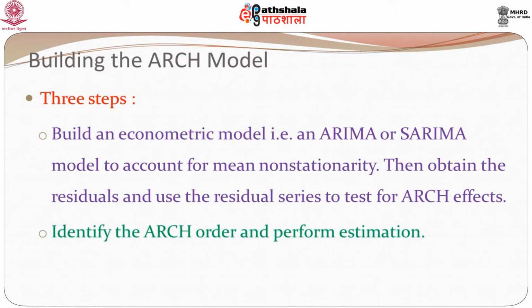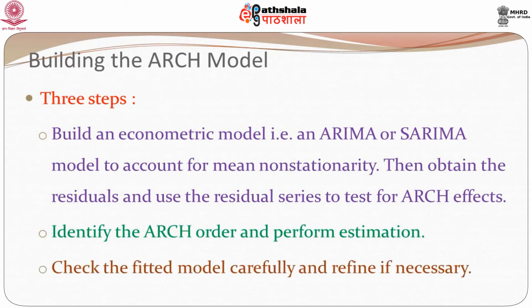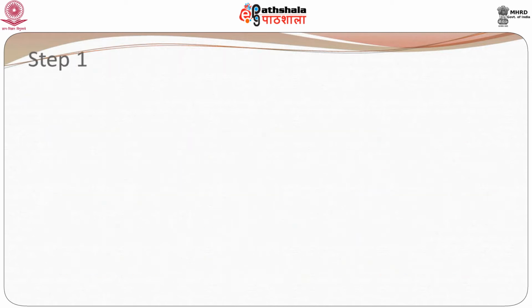The second step is to identify the ARCH order and perform estimation. So, if we find that there is some ARCH effect, then we need to find the order of the ARCH model, and then we need to estimate the parameters of the model that we have built up. The third step is always a step that we have in time series, because time series models, alternative models, would be very close to each other. So, we need to go back and check whether the fitted model is good enough, and we need to refine it if necessary. So, let us look at the 3 steps one by one. Step 1.